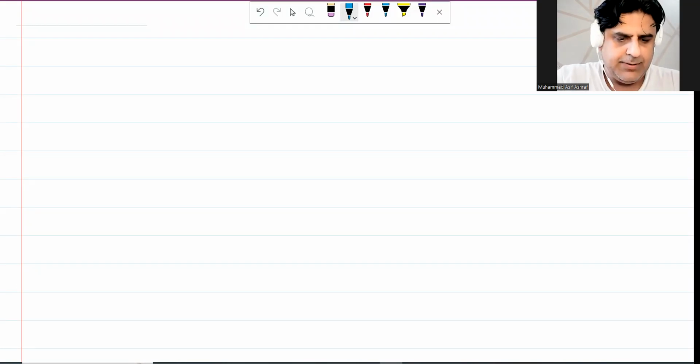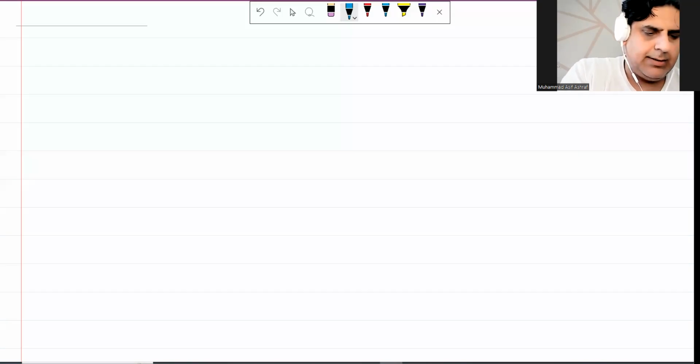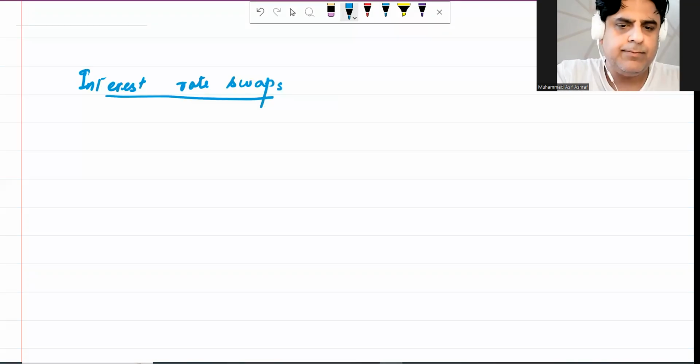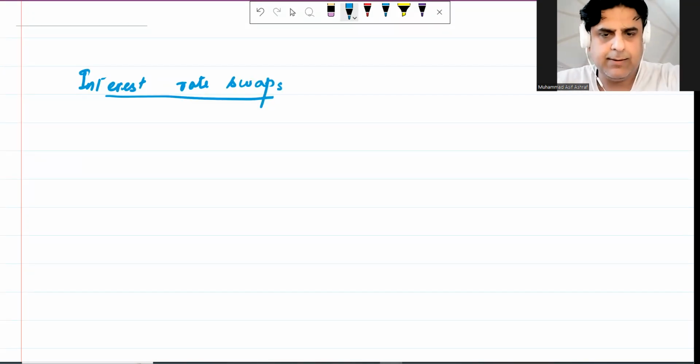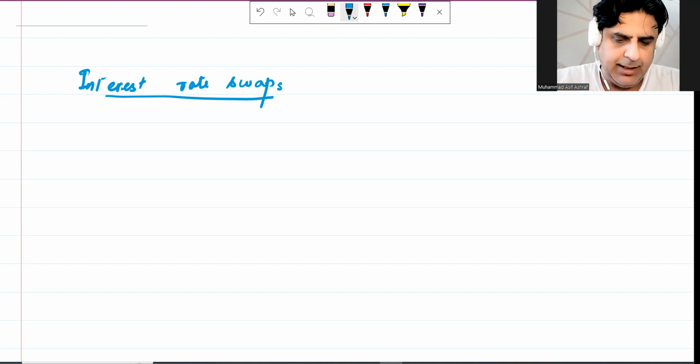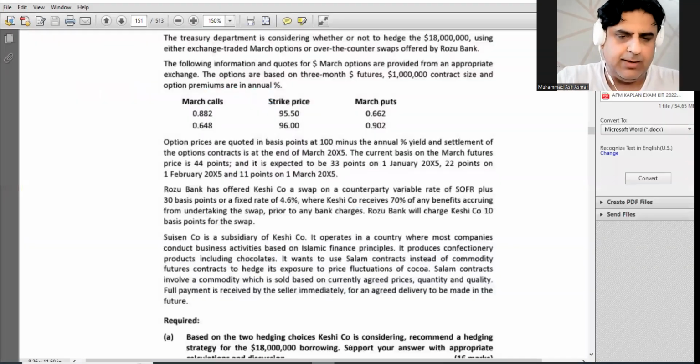This lecture is briefly based on a topic which students find very difficult: interest rate swapping, and we will be solving some exam questions related to it. So let's start directly with the application of interest rate swapping, and it will help you learn how to solve the questions of interest rate swap.